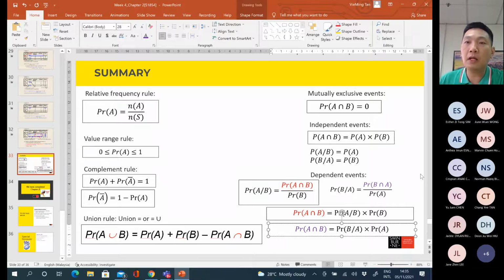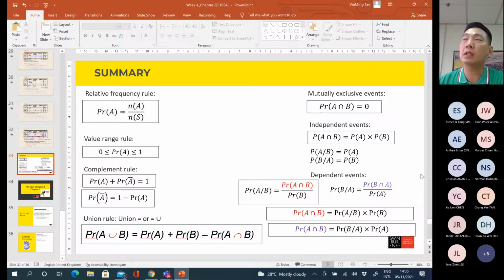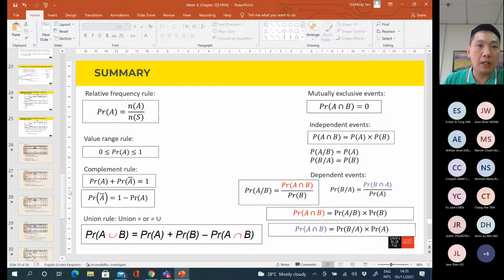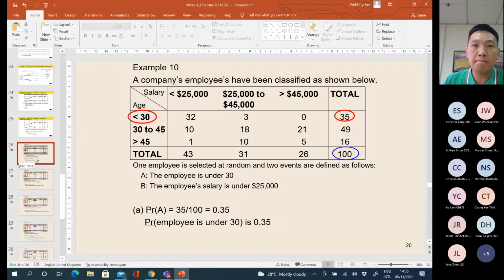Usually how to solve the dependent events question? You can use the tree diagram, or you can use the joint probability table to solve the question that involves dependent events. So very important if you see the question involves a tree diagram and also the joint probability table. This joint probability table can also be used to calculate the probability for only one event, like when you are asked to calculate probability A only.